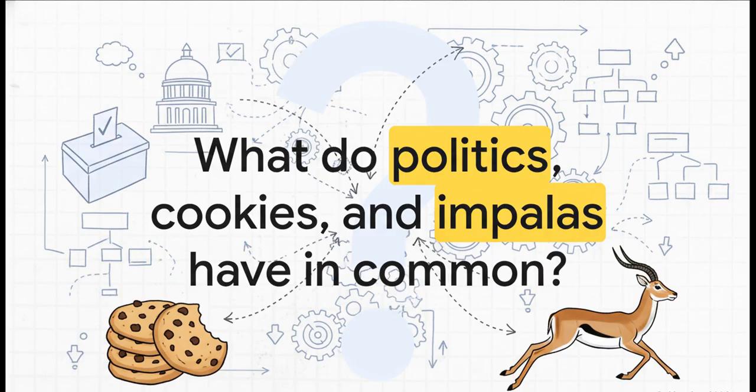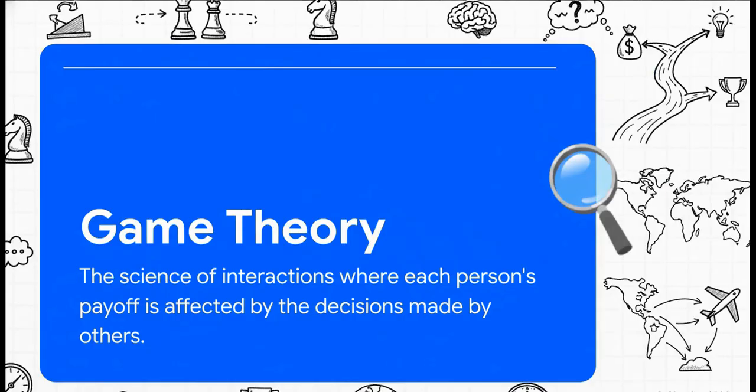But believe it or not, there's a single idea that connects international politics, baking cookies, and yeah, even impalas grooming each other. So when we say game theory, don't think about Monopoly or chess. We're talking about any situation, literally any social interaction, where what happens to you depends on what someone else decides to do. It's the science of strategy, and it's used by everyone, from economists to biologists.